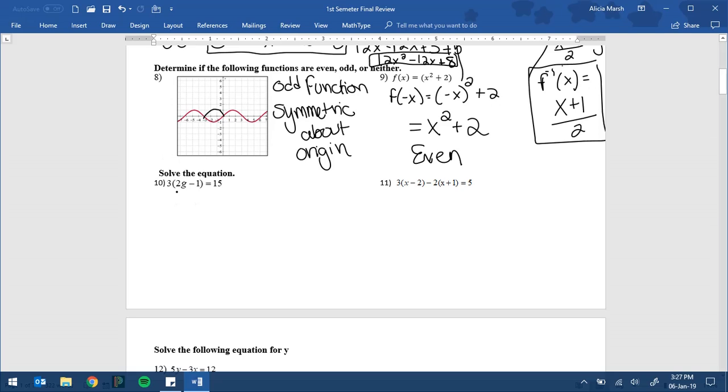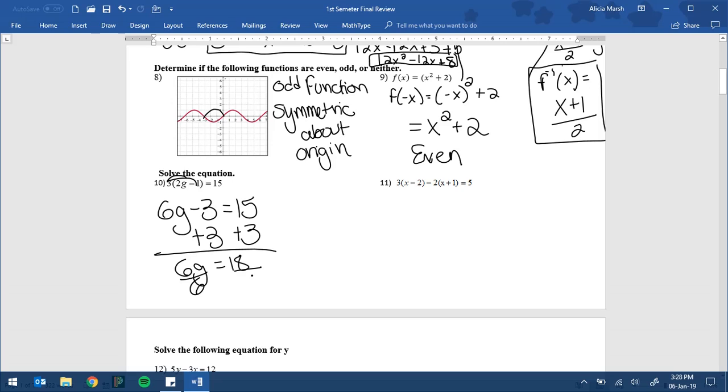Okay, let's try number 10. I'm going to distribute, I'm going to solve. That probably means I should distribute a 3. So 6g minus 3 is equal to 15. Add 3. Divide by 6. I get g equals 3.